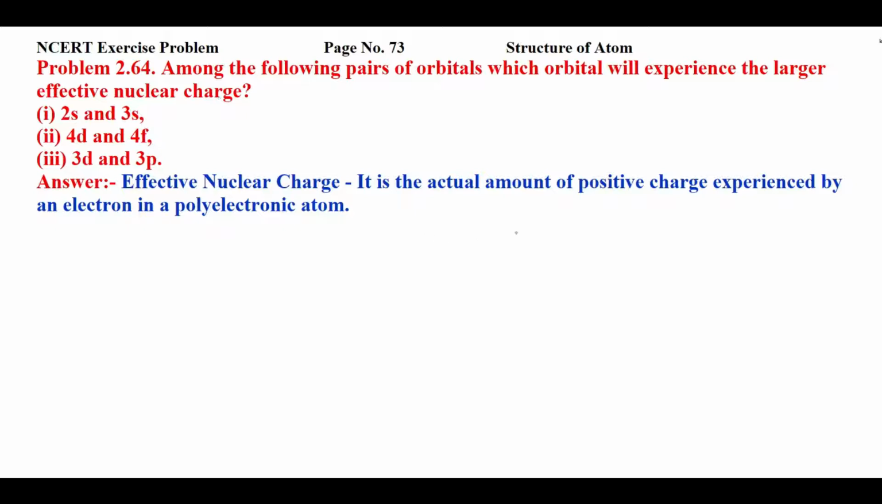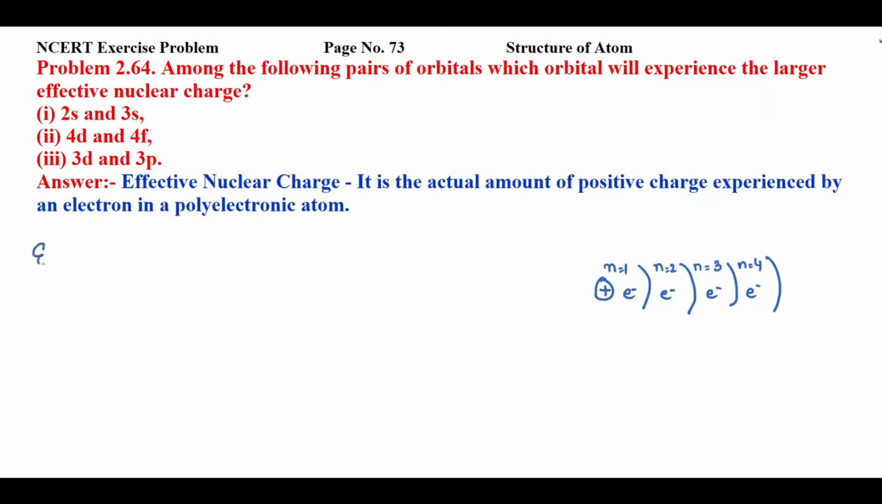Actually, it is the actual amount of positive charge experienced by an electron in a polyelectronic atom, right? So definitely, if we draw the diagram, this is the nucleus, and we have electrons in the orbitals. I'll represent the first orbit, second orbit, third orbit, and fourth orbit. If we have electrons in these orbits, definitely they'll experience some effective nuclear charge. That means this nucleus will attract these electrons towards itself, right?